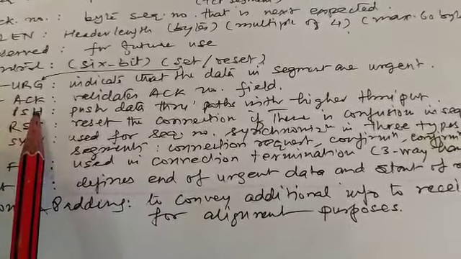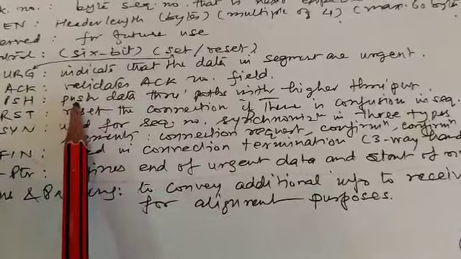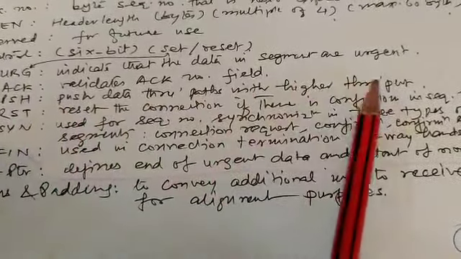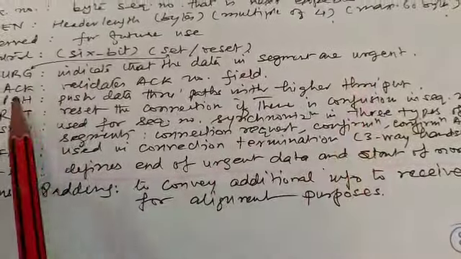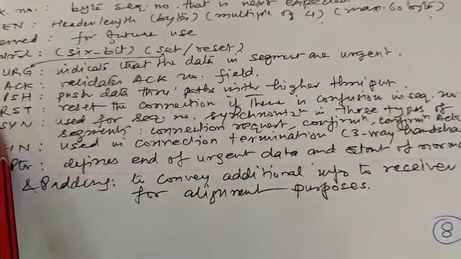Next field is PSH for push. That is, push the data through paths with higher throughput. If the higher throughput is required, then it will be set to 1, otherwise 0.